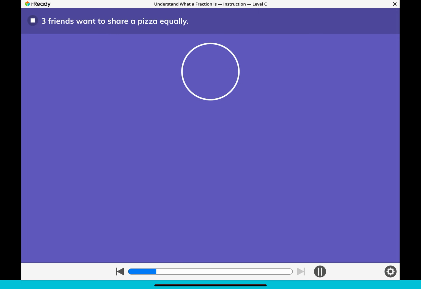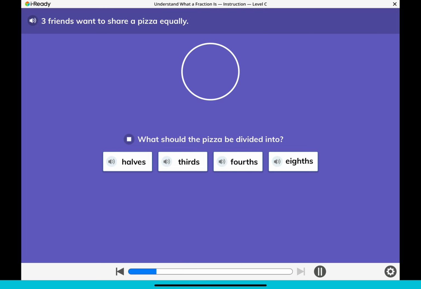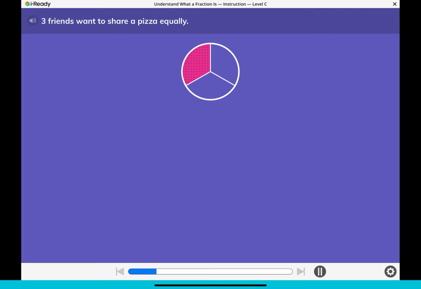Three friends want to share a pizza equally. What should the pizza be divided into? The pizza is divided into thirds. That means one slice is 1/3 of the pizza. 1/3 is called a fraction. A fraction describes equal parts of a whole.